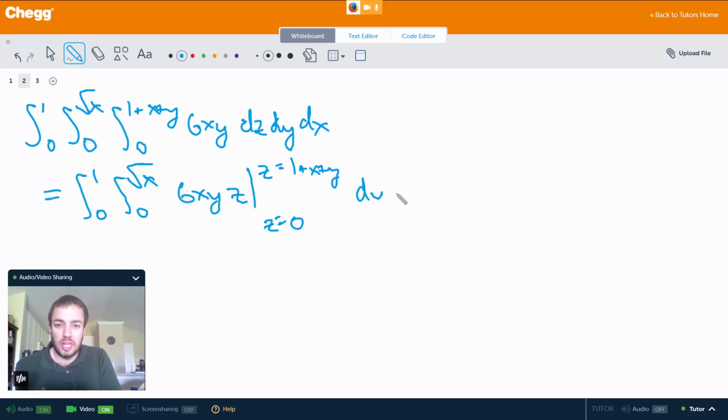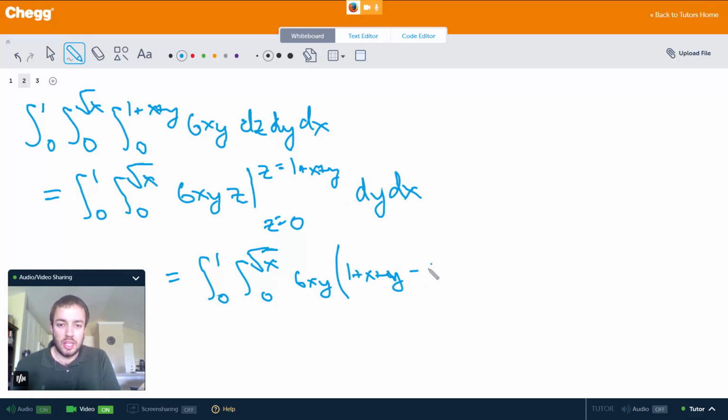And don't forget, we still have our dy and dx. Okay, now let's go ahead and simplify this. So this is the integral from 0 to 1, the integral from 0 to root x of 6xy times 1 plus x plus y, and then minus 0. Okay, so evaluate z at the top, that gives us 1 plus x plus y, and then subtract, evaluating it at the bottom, which is just 0, and don't forget our dy and dx.